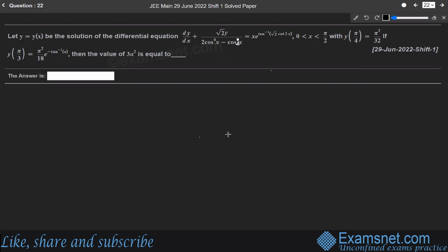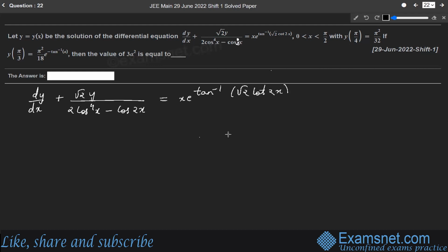In this given question, a differential equation is given. So let us write the differential equation first. dy by dx plus root 2y divided by 2 into cos power 4x minus cos 2x is equal to x into e power tan inverse of root 2 cot 2x, right? This is the differential equation.